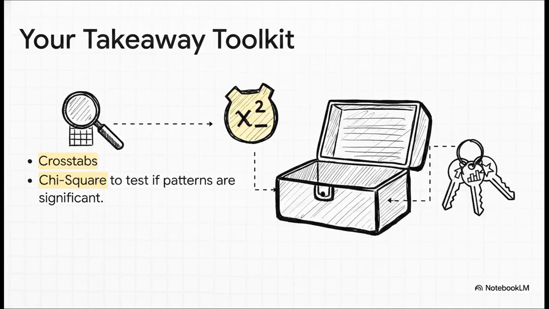So, let's wrap this up. Here's your takeaway toolkit for this whole process. You start with crosstabs to find the clues in your data. You use the chi-square test to confirm if those clues are pointing to something real. And you use the three keys, direction, magnitude, and significance, to interpret what you found and tell the whole story, not just a misleading little piece of it.